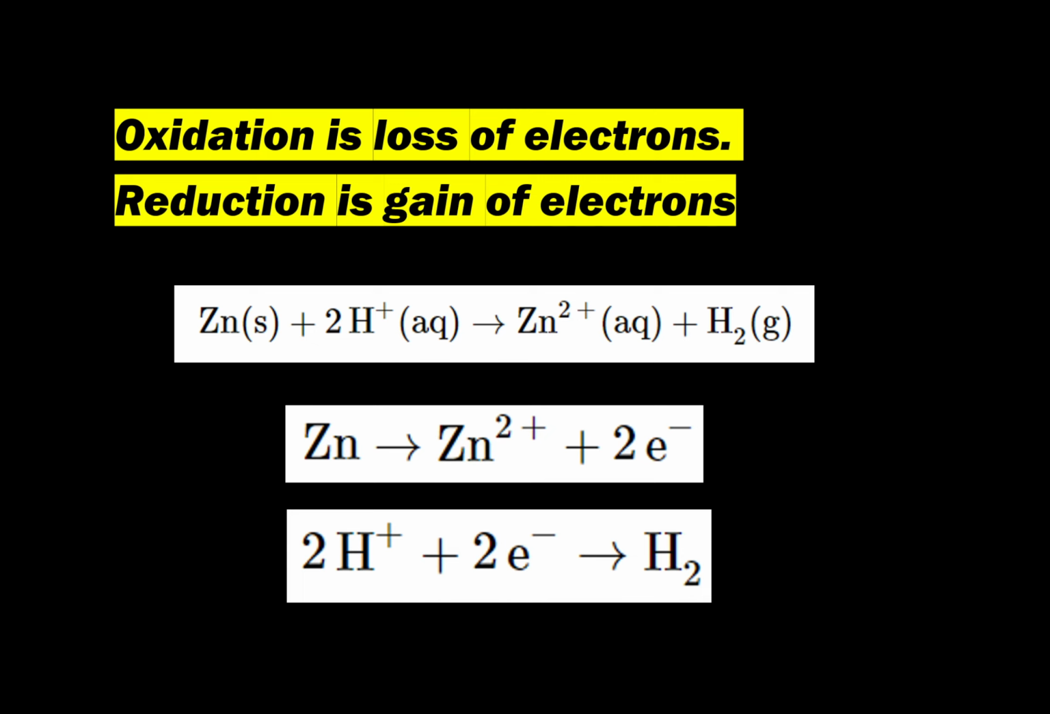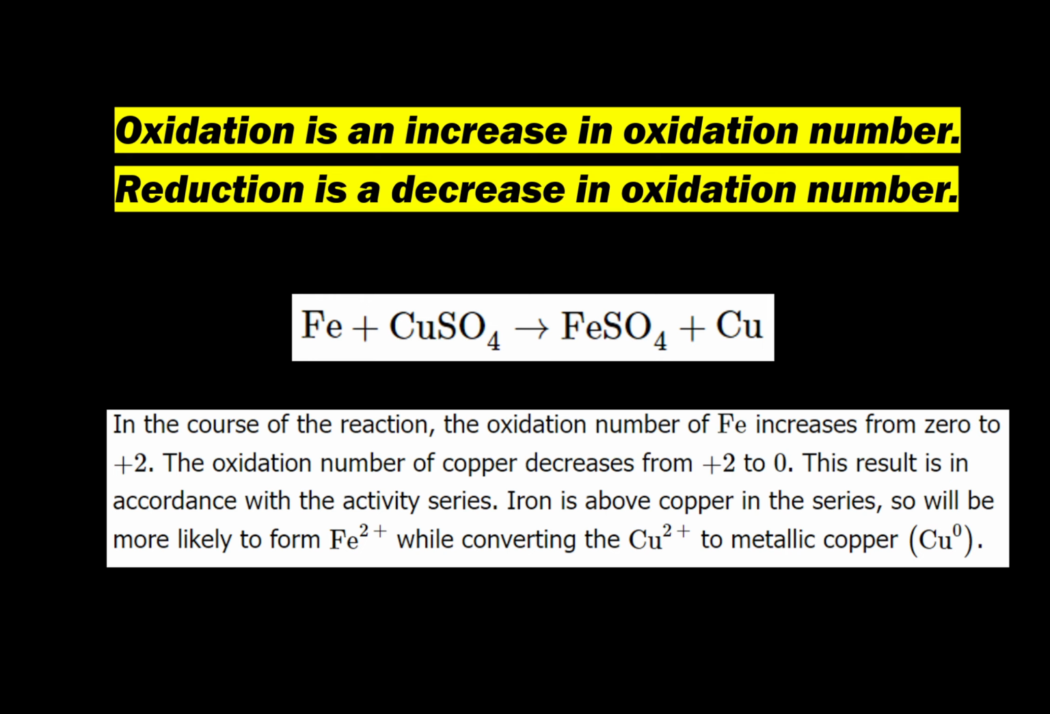So we're seeing that zinc lost electrons here, and hydrogen has gained electrons. So this reaction is a redox reaction, and we have the two half equations here showing the oxidation and the reduction. Everything there should be straightforward. Oxidation is an increase in oxidation number, and reduction is a decrease in oxidation number.